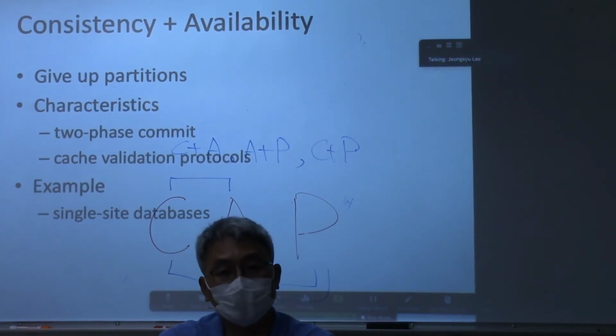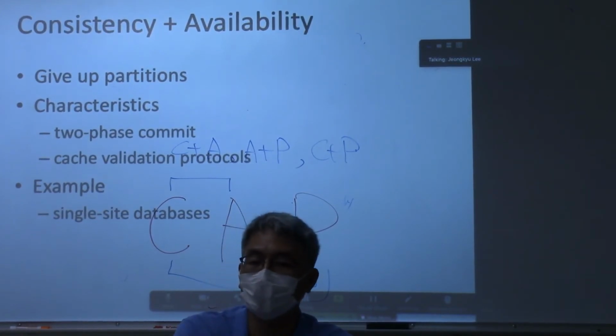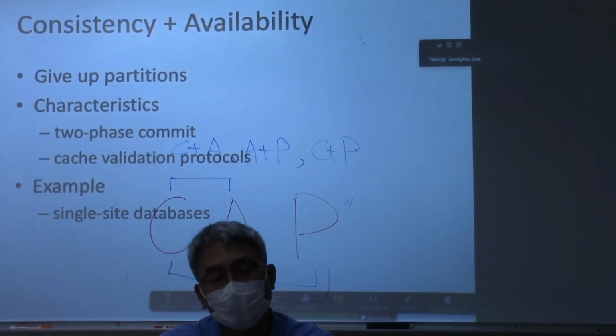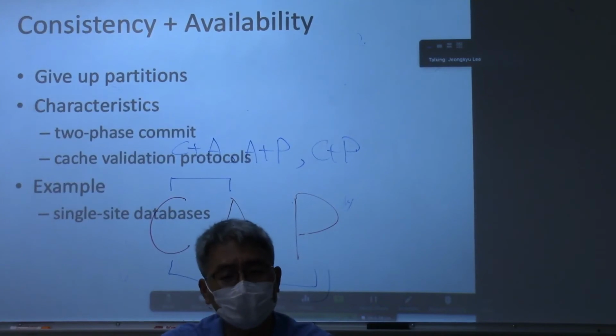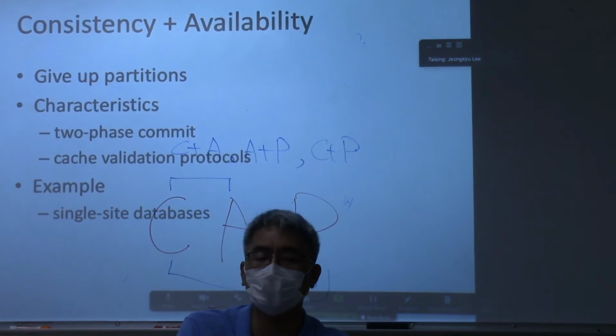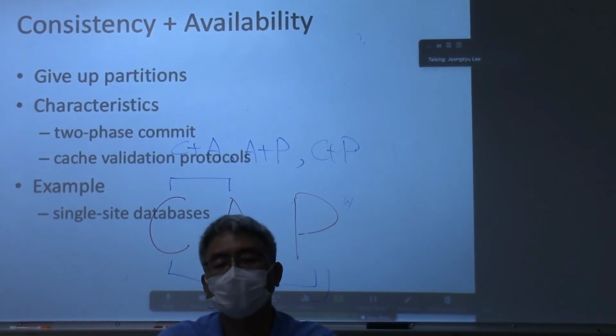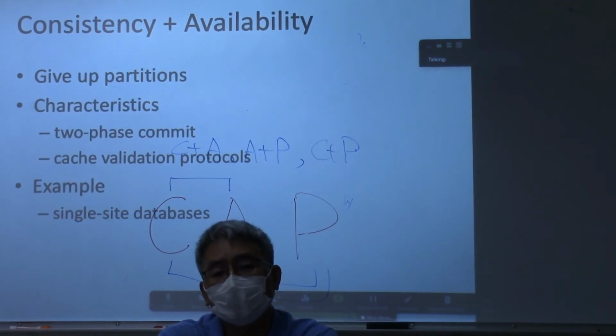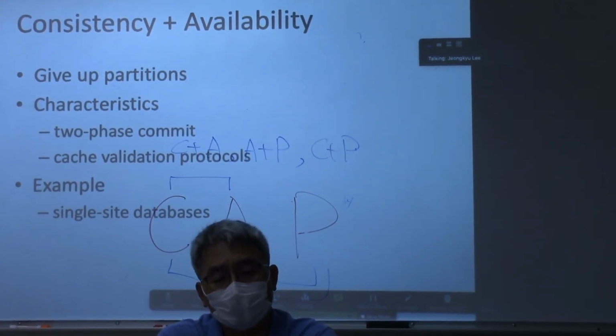Relational database. In a relational database, we cannot partition. You may have heard of the partition table. That partition table does not mean the server system is partitioned. Instead, one table is divided. Okay. So then, how can we keep such consistency?